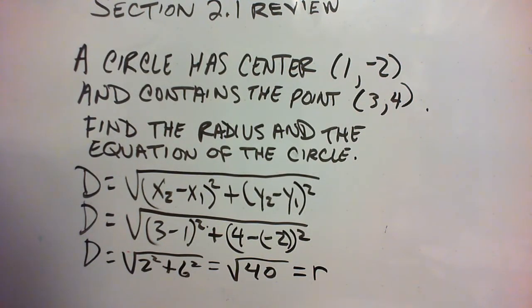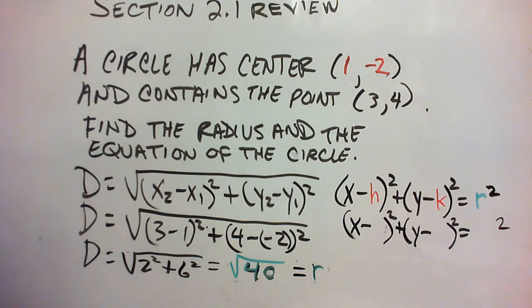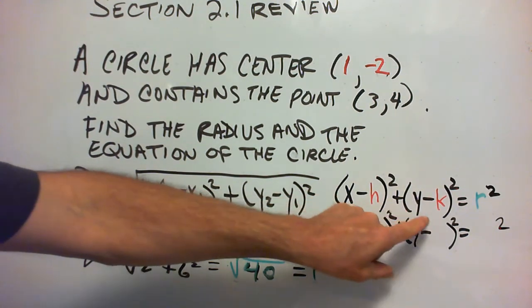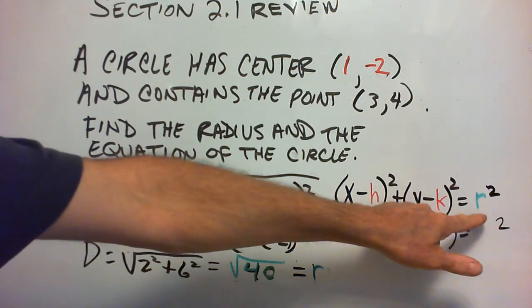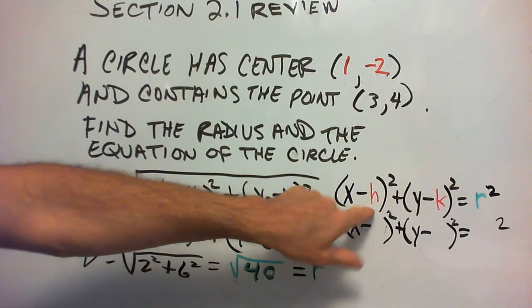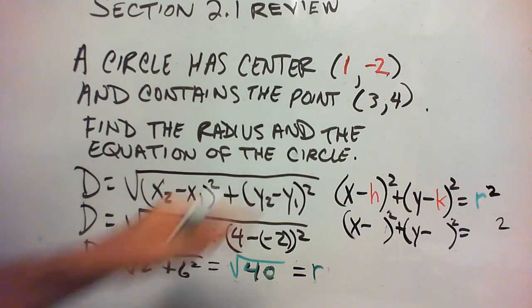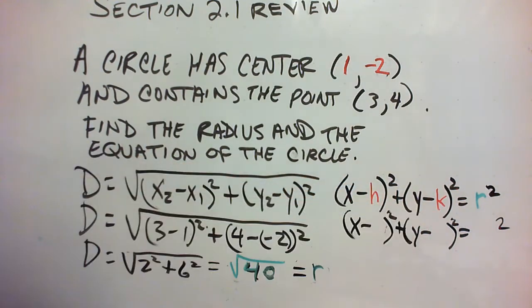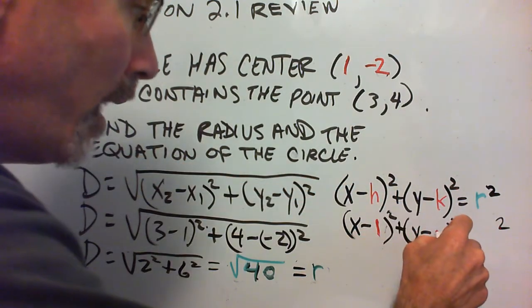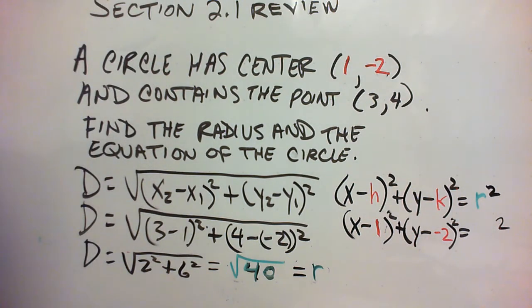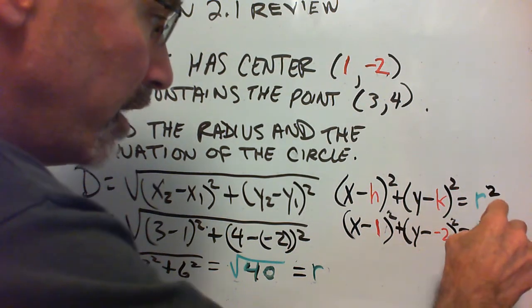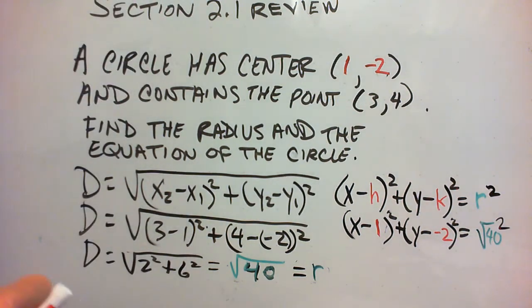So now we plug that radius and the given center into the standard form. So our standard form is x minus h quantity squared plus y minus k quantity squared equals r squared. And that also is derived using the distance formula, which is the Pythagorean theorem. And you can look in the notes for that explanation. But we have our h and k. h is 1, k is negative 2, so it's x minus 1, y minus negative 2. And our r here is the square root of 40, and that's what we're squaring.